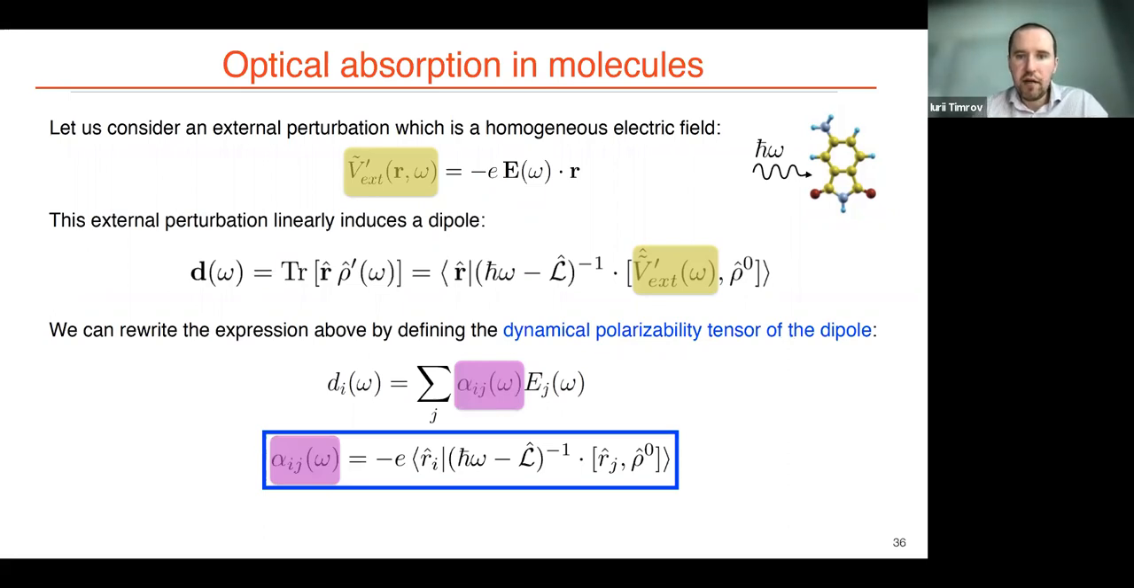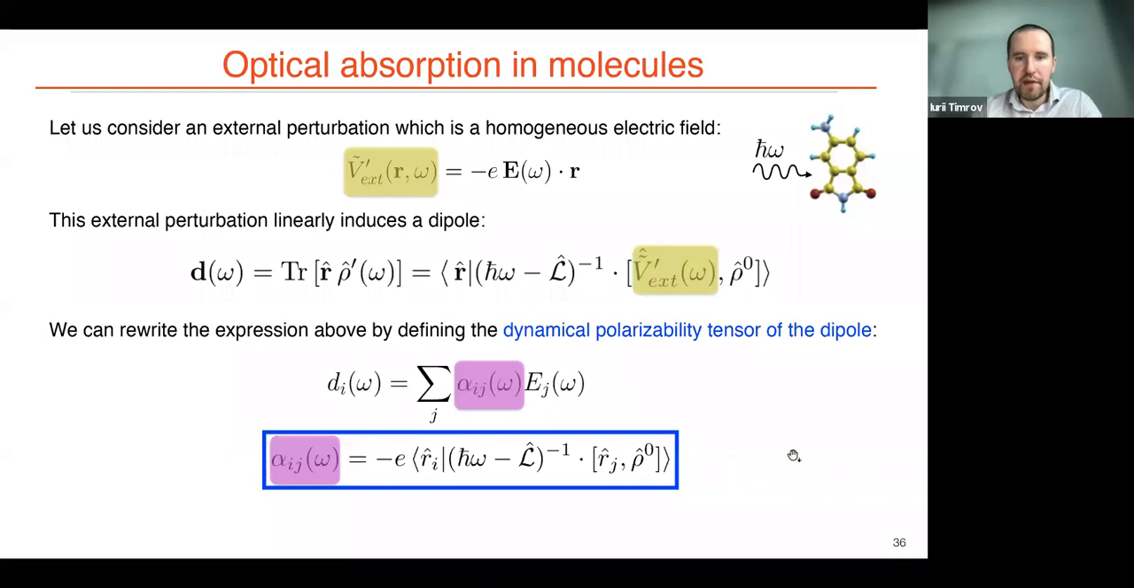Then we can define the dynamical polarizability tensor of the dipole, alpha ij. The connection between the dipole D and the electric field capital E is via this dynamical polarizability tensor. The expression for alpha is obtained by using the first two equations. You see that alpha of ij, where ij are just Cartesian components x, y, and z, so it's a 3 by 3 matrix, is defined this way: minus e and the position operator in direction i, x, y, or z, the resolvent multiplied by the commutator, and the position operator j.